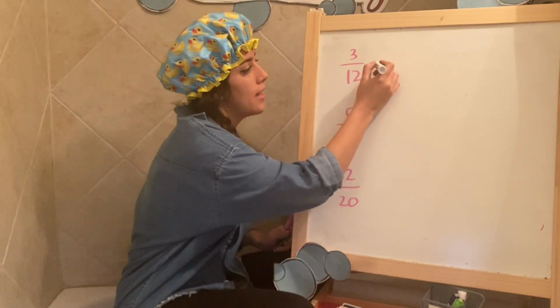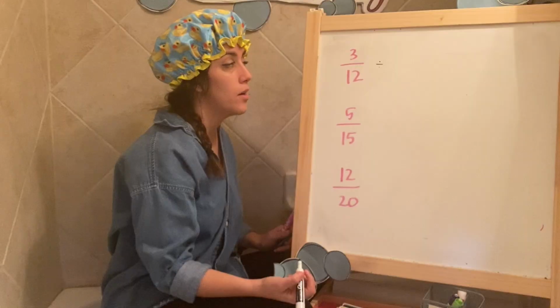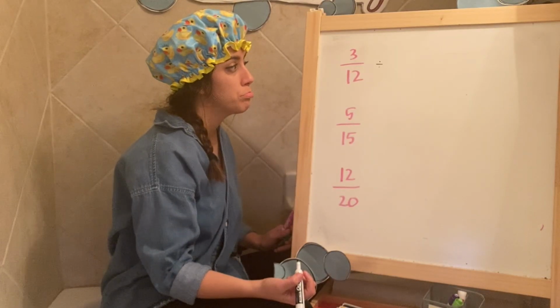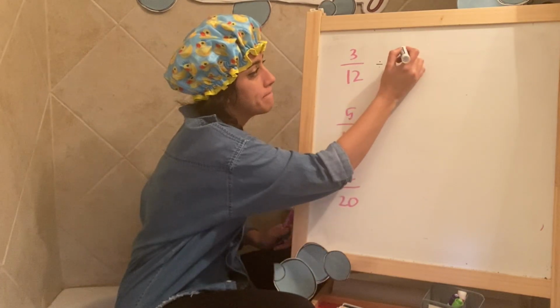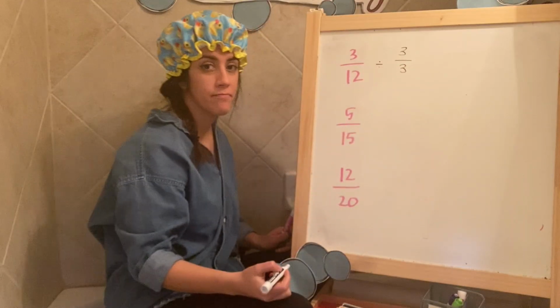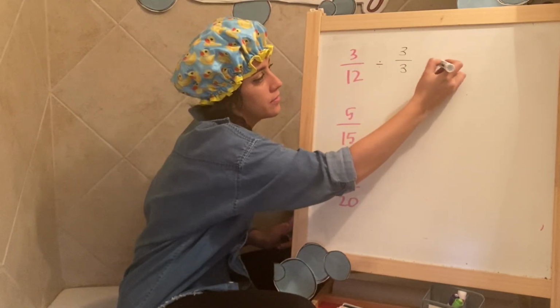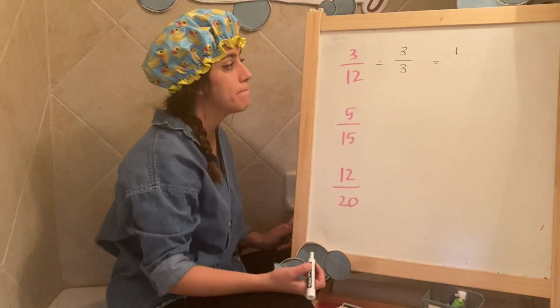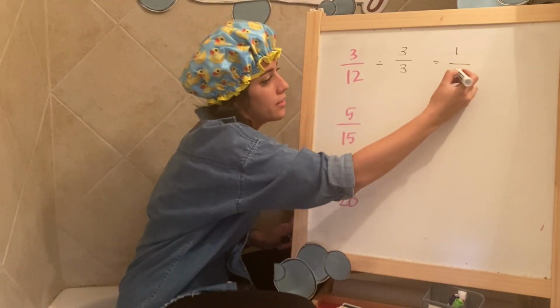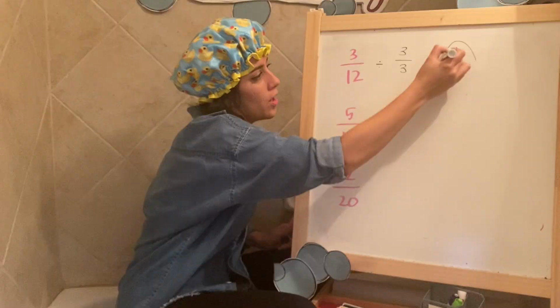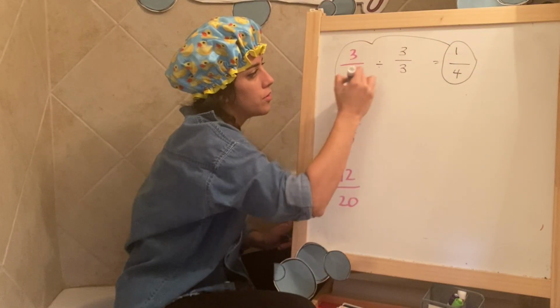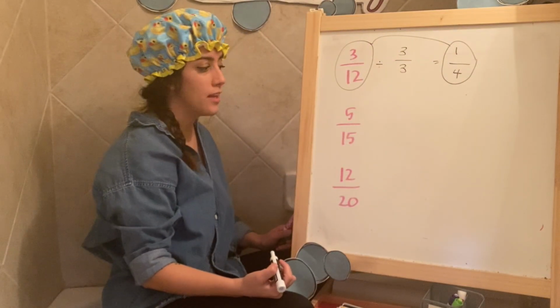So let's say I wanted to divide by a whole, 3 over 3. That represents a whole. What is 3 divided by 3? That gives me 1, right? 12 divided by 3 gives me 4. So 1/4 equals 3/12.